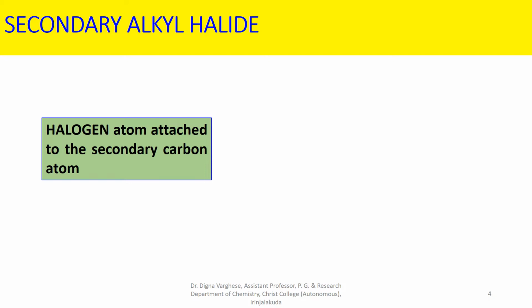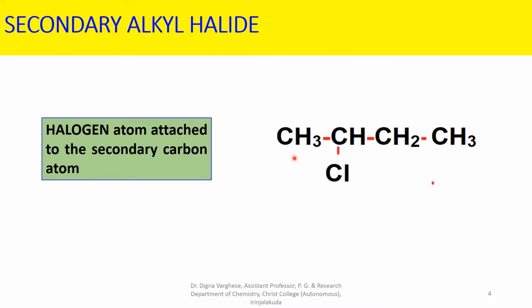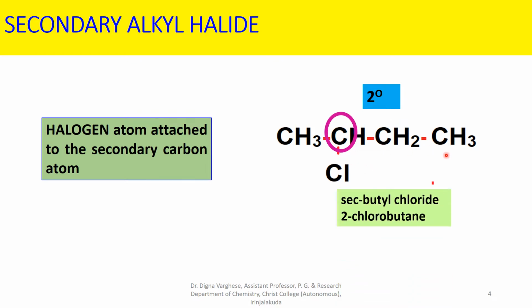Secondary alkyl halide. Here the halogen atom is attached to the secondary carbon atom. Such alkyl halides are known as secondary alkyl halides. Here you can see an example: CH3CHClCH2CH3. The chlorine atom is attached to the secondary carbon atom, so it is known as a secondary alkyl halide. The compound is secondary butyl chloride and it is also named as 2-chlorobutane. The chlorine atom is attached to the second carbon atom.